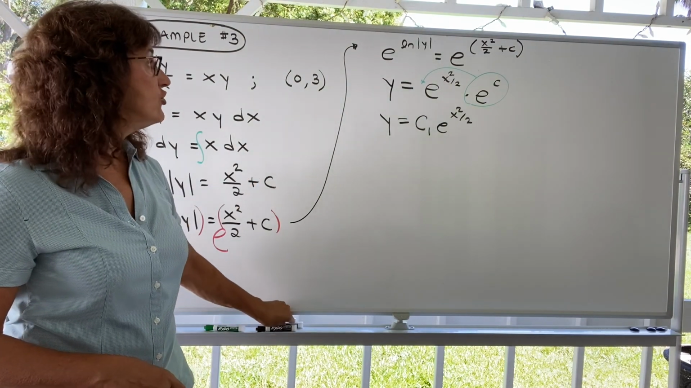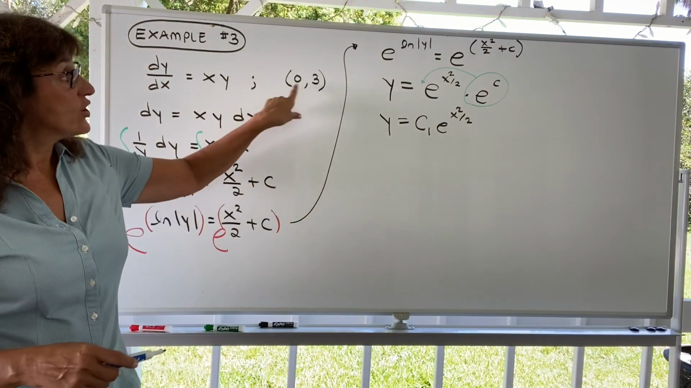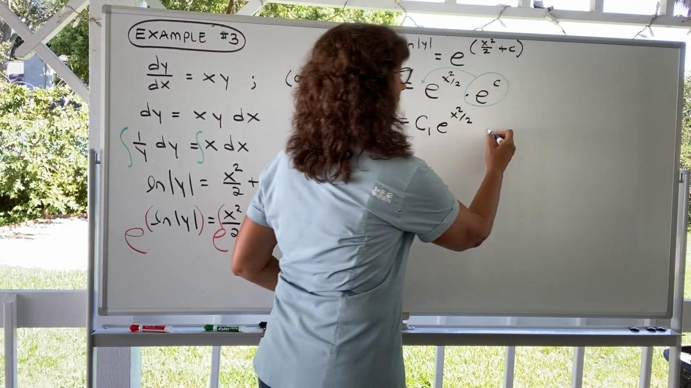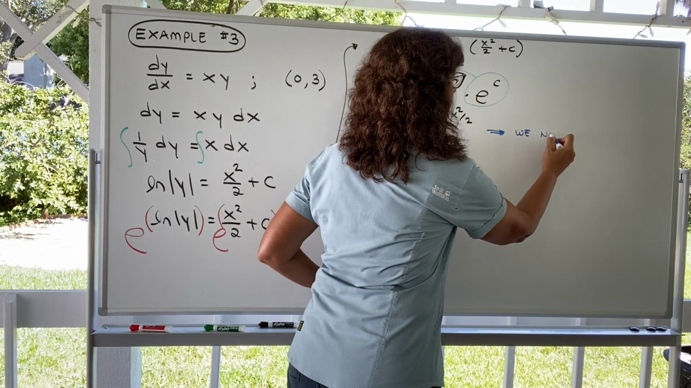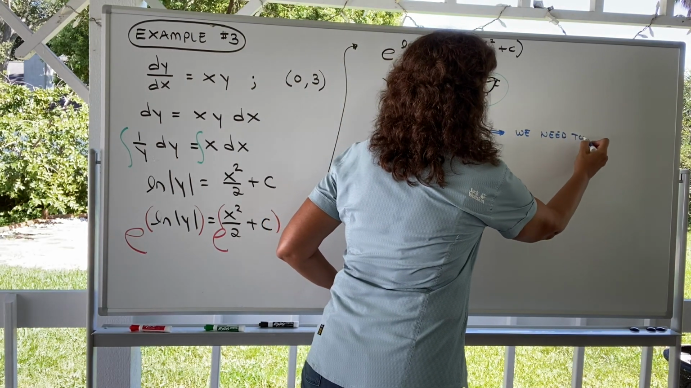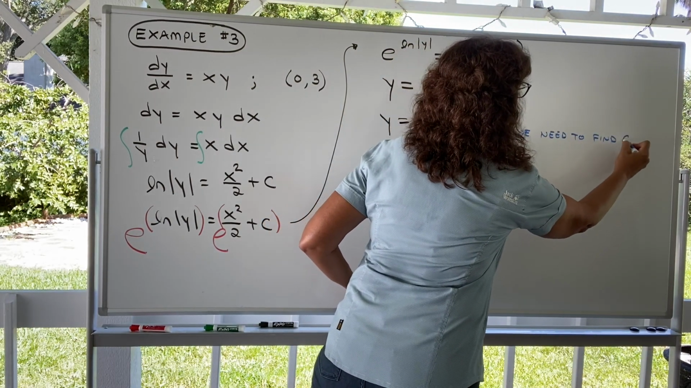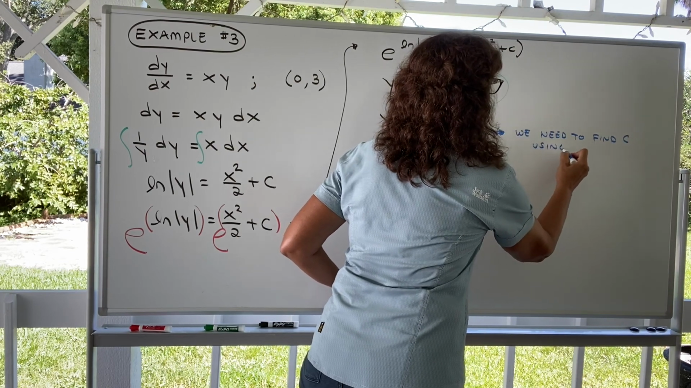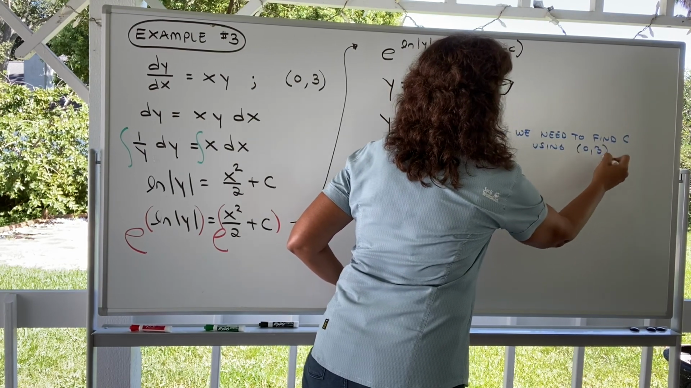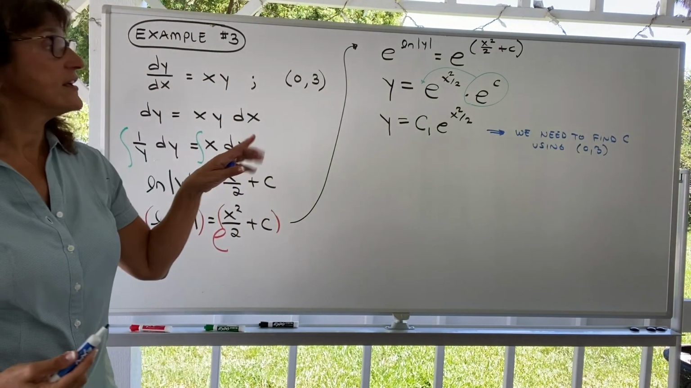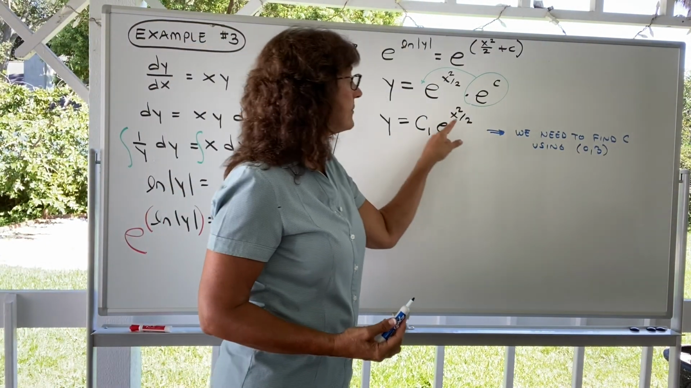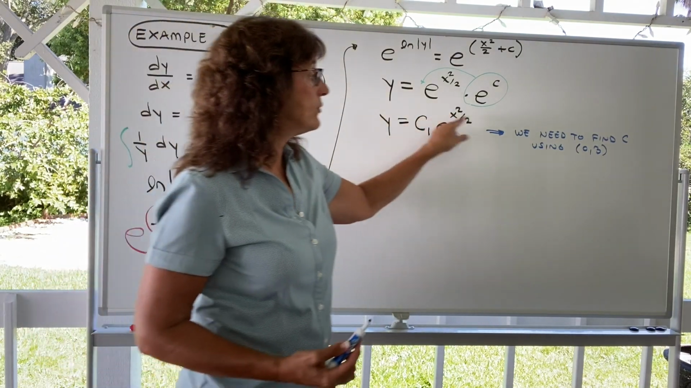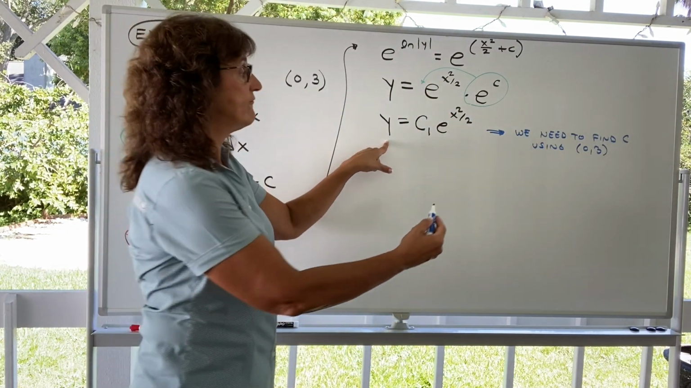So we need to go ahead and find, right off to the side here, c using our initial condition 0, 3. Okay, so we're going to find our c value and then we'll be done. So how do we do that? Well, you're going to take 0 and substitute it in for x. We're going to take 3 and substitute it in for y.